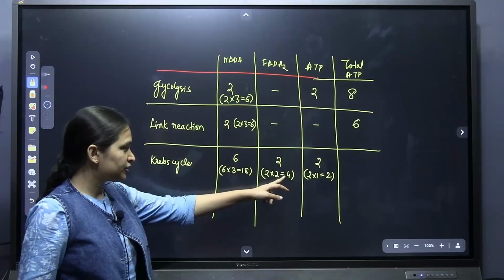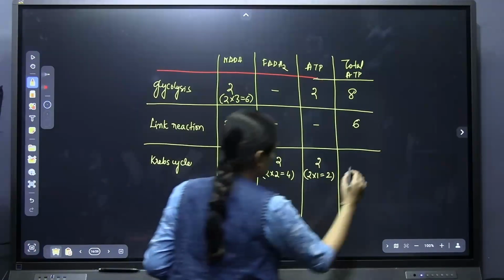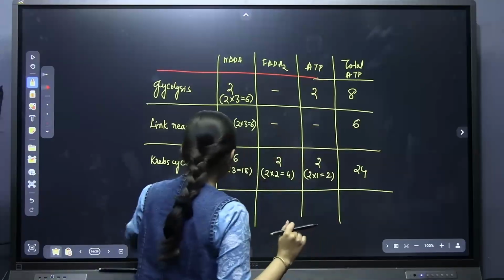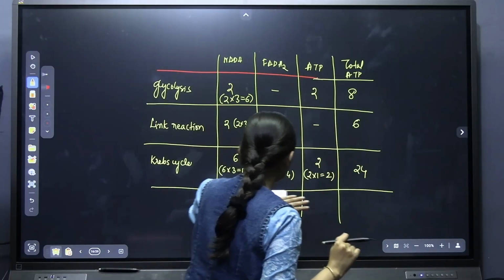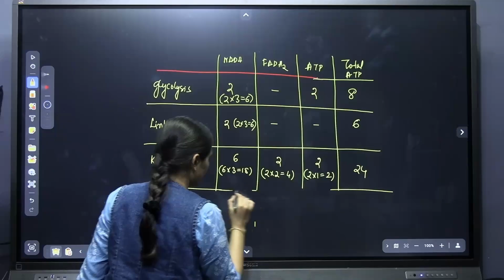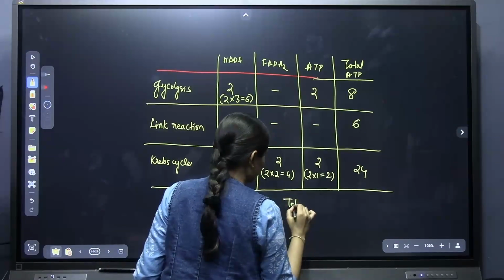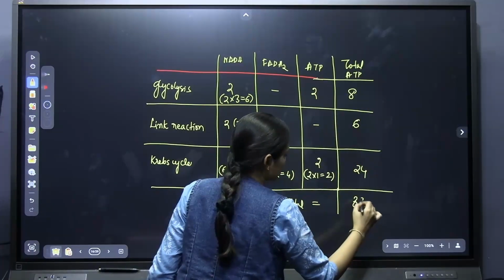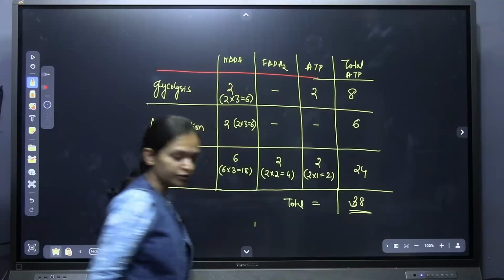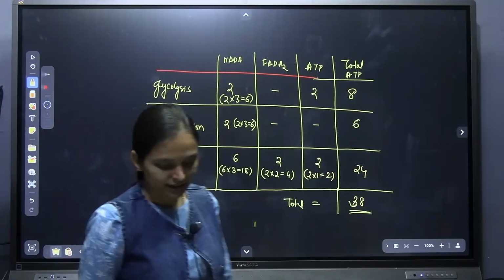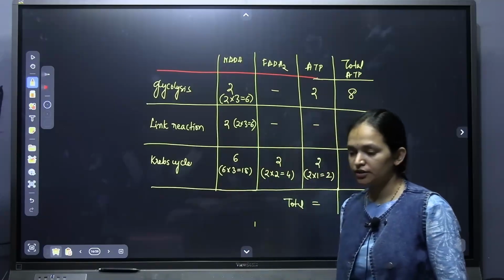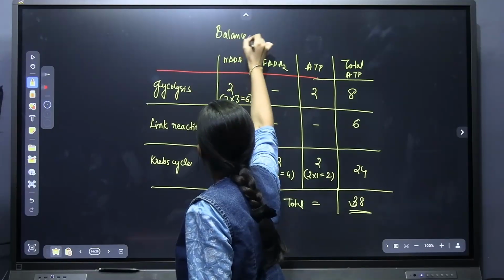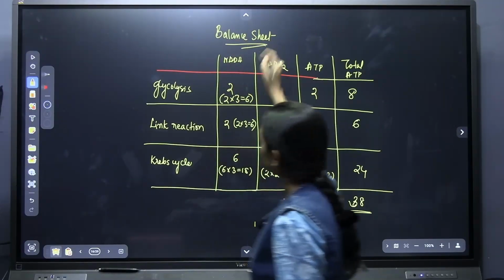Total 18 plus 4 plus 2, that is 24. At the end, the total is equal to 24, 38 molecules of ATP at the end of the ETC, at the end of aerobic respiration. Understood? This is the balance sheet.